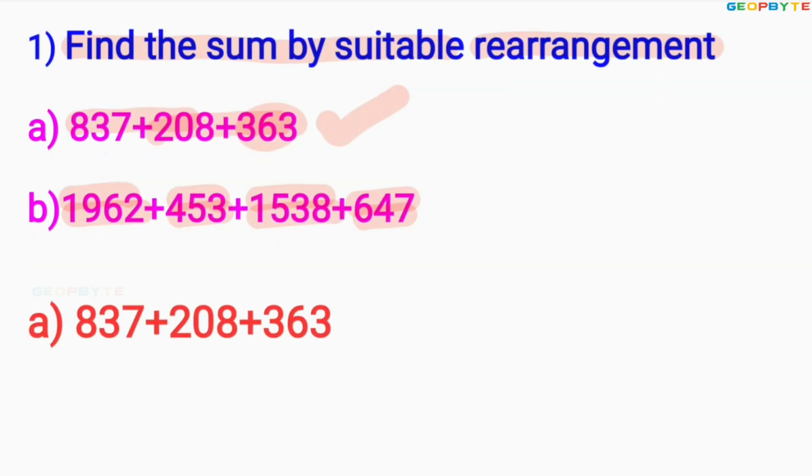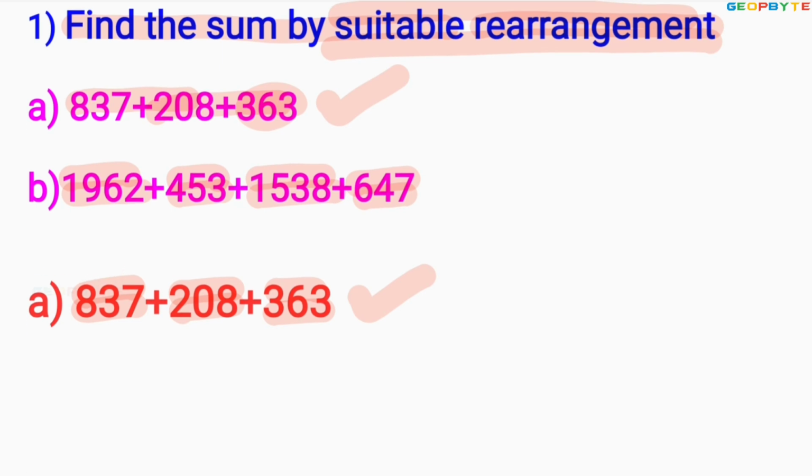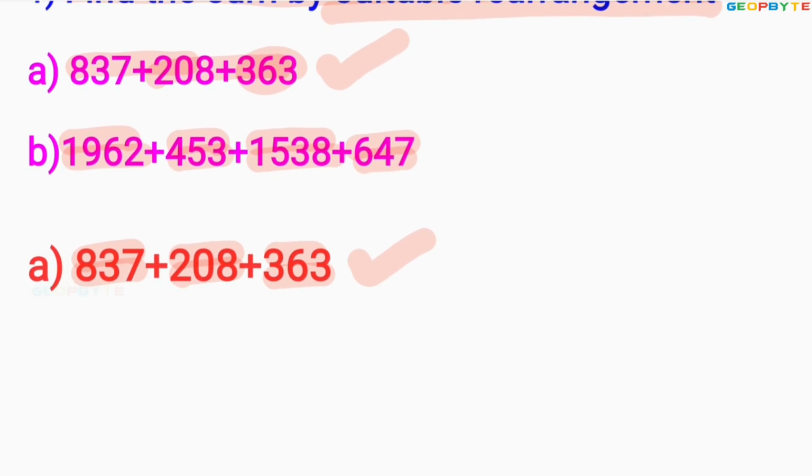Look at part A: 837 plus 208 plus 363. Dear friends, the addition need not be done as it is given. You can rearrange according to your convenience. Now I am going to rearrange the numbers like this.